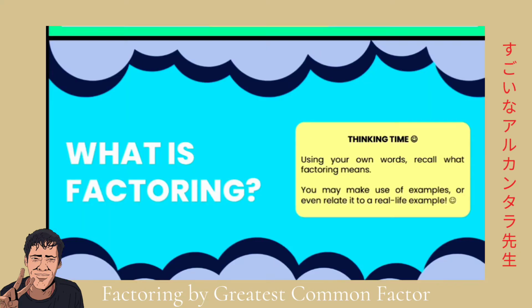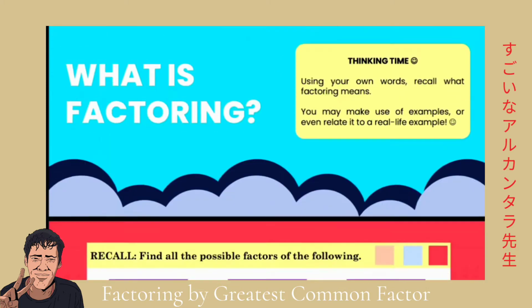Basically, factoring is the inverse process of multiplication. For example, you have 1 times 2. The product of that is 2. Factoring works the other way. In order for you to get 2, you can have factors such as 1 times 2.